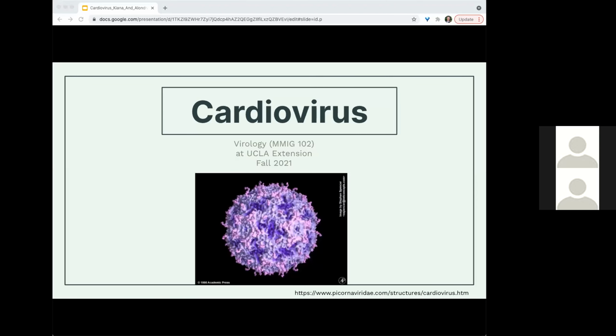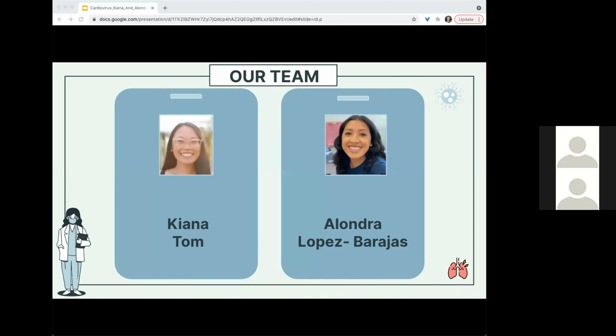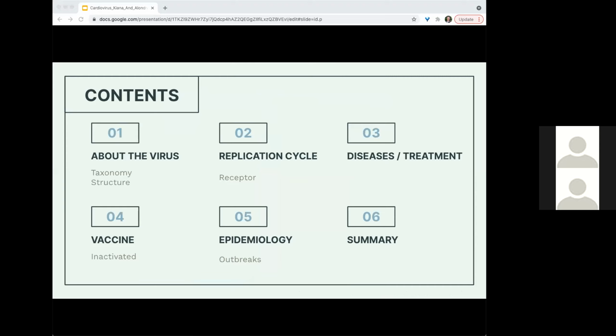Hello, everyone. We will be discussing cardiovirus, a group 4 virus. Our team consists of Alondra Lopez Brajas and Kiana Tom. This slide gives a quick breakdown of how we will be discussing the material in this video.